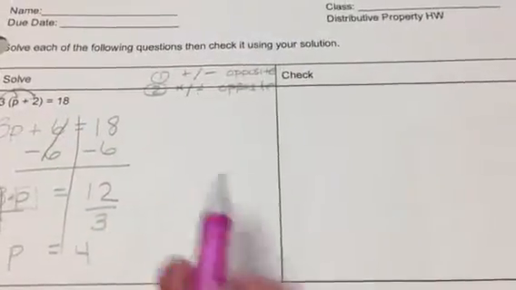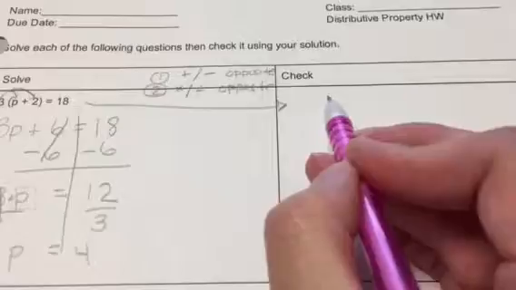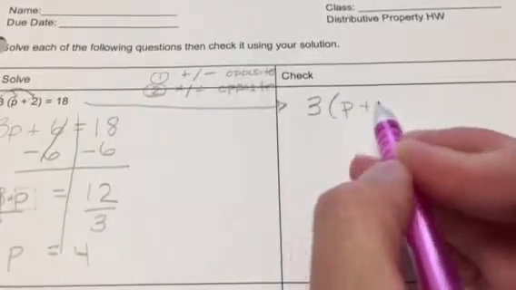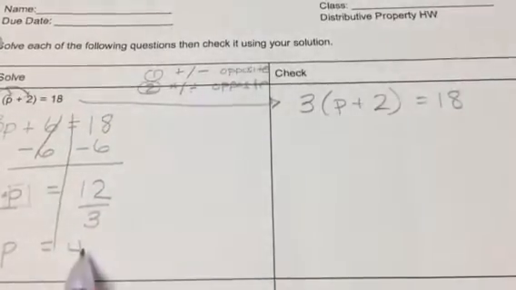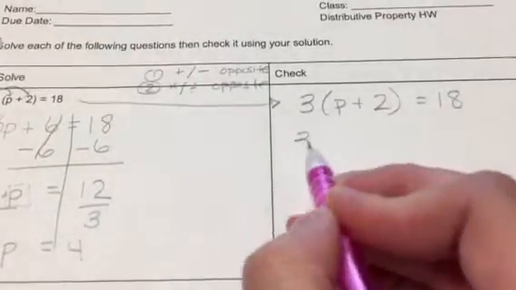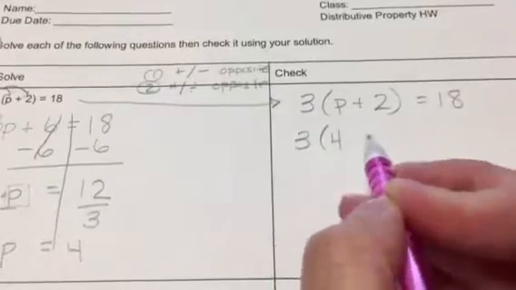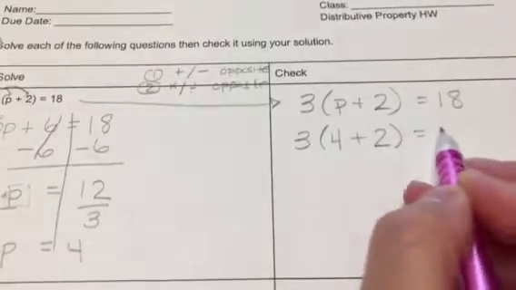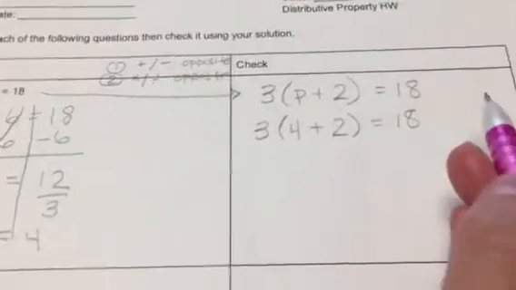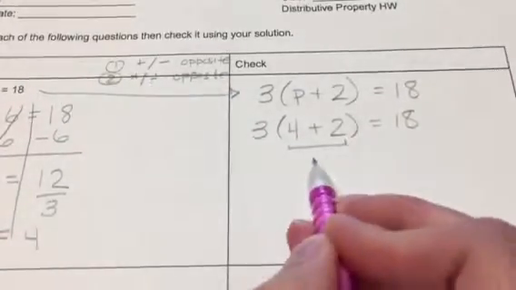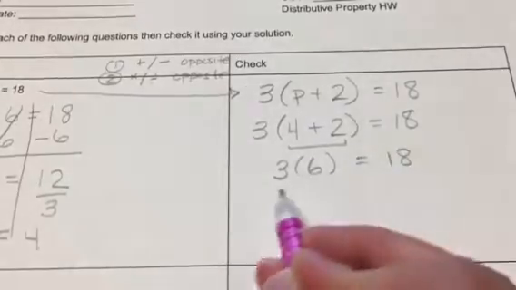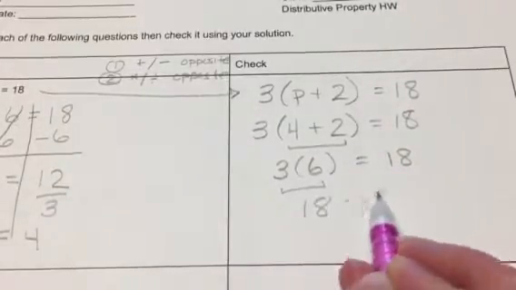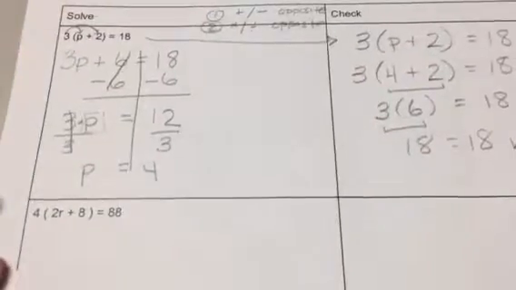Then, to do your check, you're going to rewrite the original problem. So 3 times the quantity p plus 2 equals 18. Then we're going to substitute a 4 in where we see a p. So my 4 was my answer. I'm going to check to see if that equals 18. I'm going to do parentheses first, which gives me 6 times 3 should equal 18, and it does. So my answer checks. So you're going to do that for all of these.